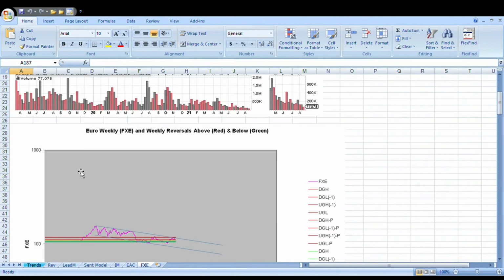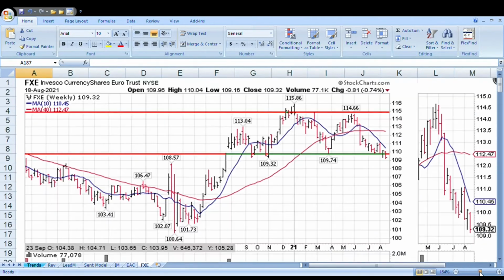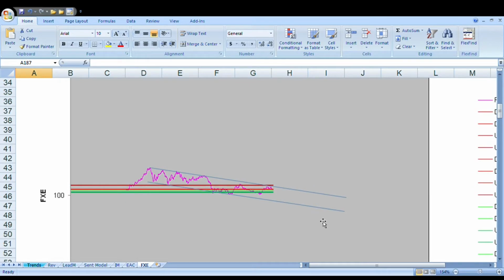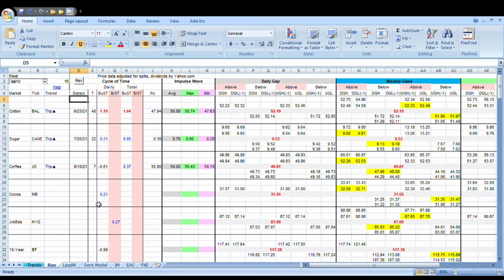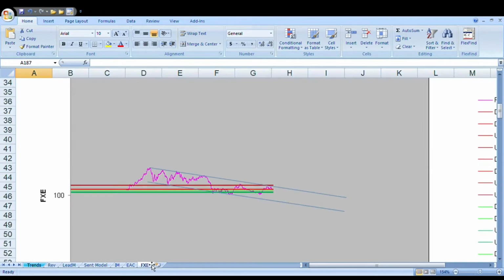So if we head back, we can take a look at some of the reversals. I'm not too concerned about these support and resistance lines. I just do this as more of a short-term visual for everyone to look at. Anyone who follows the Matrix knows that we follow reversals inside the reversal tab here. If you pull down the euro, FXE right here, you're going to pull these numbers: daily, weekly, monthly reversals.